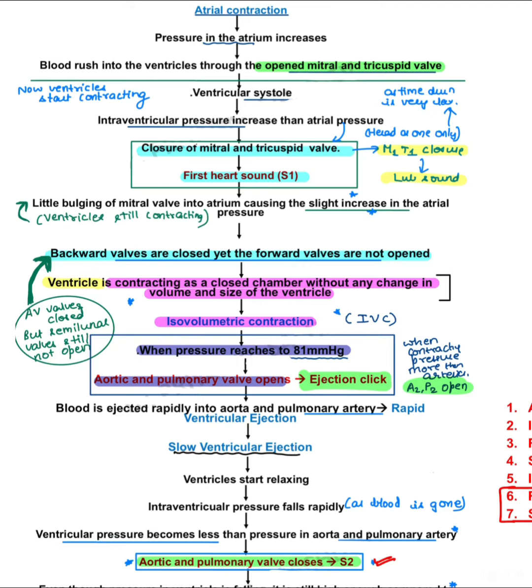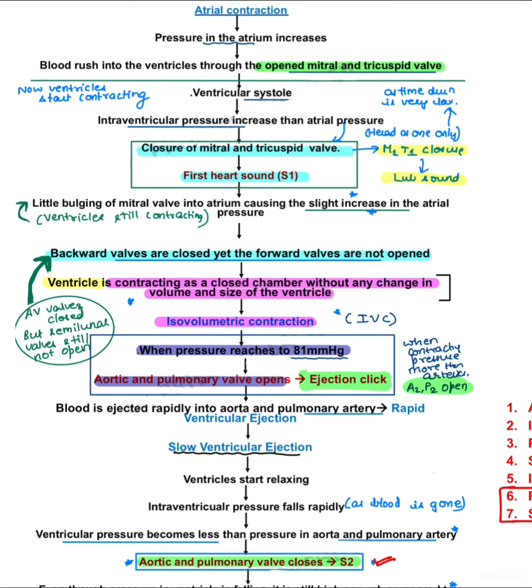Which valve will open, guys? Between atrium and ventricle we have the tricuspid and bicuspid valve, bicuspid which is also known as the mitral valve. So when the valves open, blood now starts coming from the atrium to the ventricle. When blood has come here, now the ventricle will contract, ventricular systole.